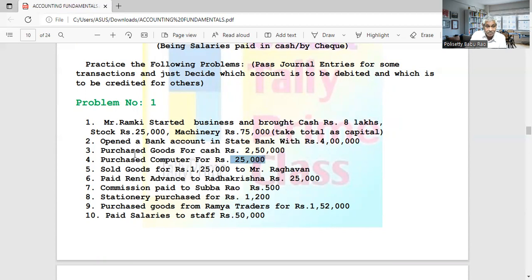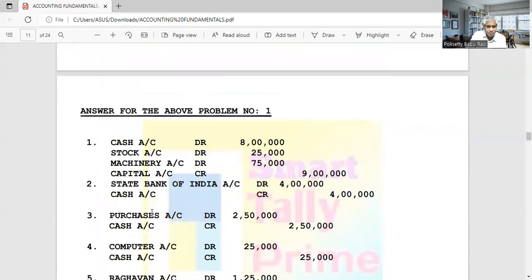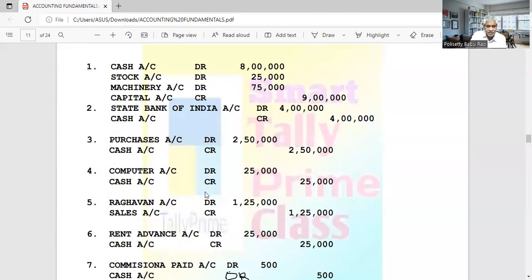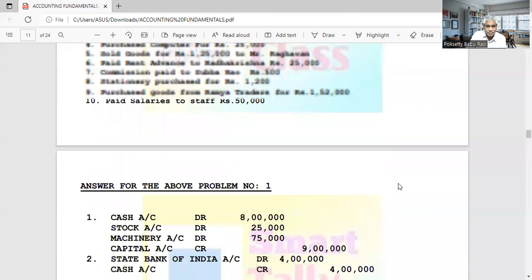Here, in the previous one, purchased goods, we wrote as purchase. But here we are purchasing an asset, not goods. Only in the case of goods do we use purchase, sales, returns, etc. In the case of other assets, we write the name of the asset. Here, what did we purchase? Computer. So computer is coming into the business and we are paying cash, implied. So cash is going out. Here, computer account debit, cash account credit.